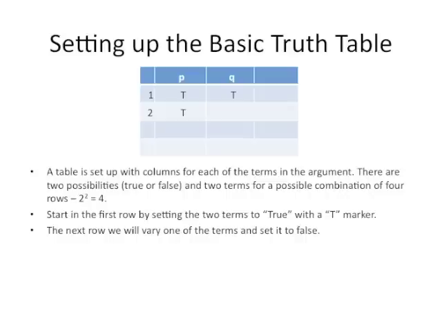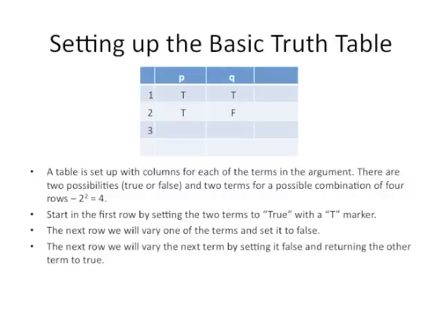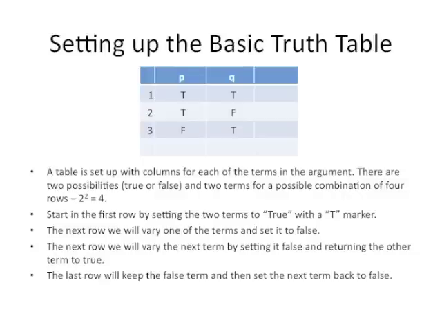Row 3, we'll vary the next term. So where we varied Q by setting it to false, we're going to do the next term. We'll set P to false, and then we'll put Q back to true. So again, we're only varying one term at a time. Row 4, our last row, we're going to set both variables here to false. So really what we've done is we've cycled through all the various possibilities with our two terms. So starting off with both terms true, then one term false, then the other term false, and then seeing what happens if they're both false.